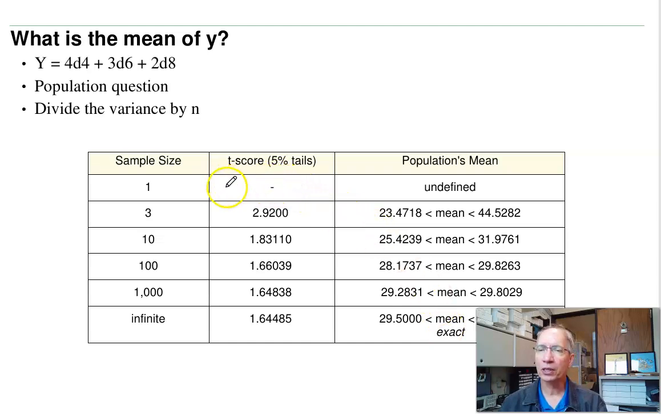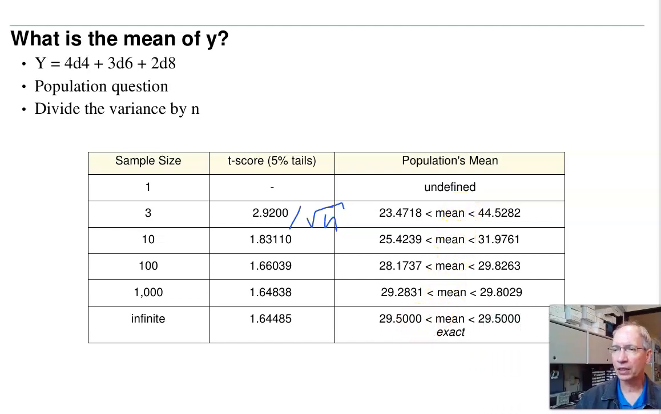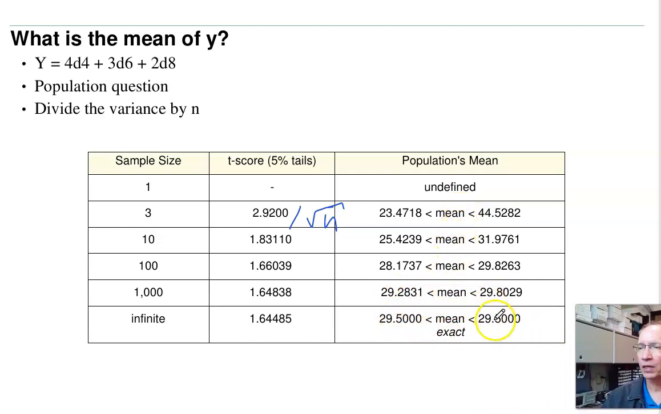One is the t-score gets smaller and smaller as sample size goes up. In addition, I divide the variance by n, or divide the standard deviation by the square root of n, to get my confidence interval. So as n gets larger and larger, the confidence interval gets tighter and tighter, until eventually I get 29.5 is the exact mean. That's the actual average of these die rolls. I know what that is because I know what the mean is for each die. If I don't know that, I can calculate what that is, at least a bound for it.